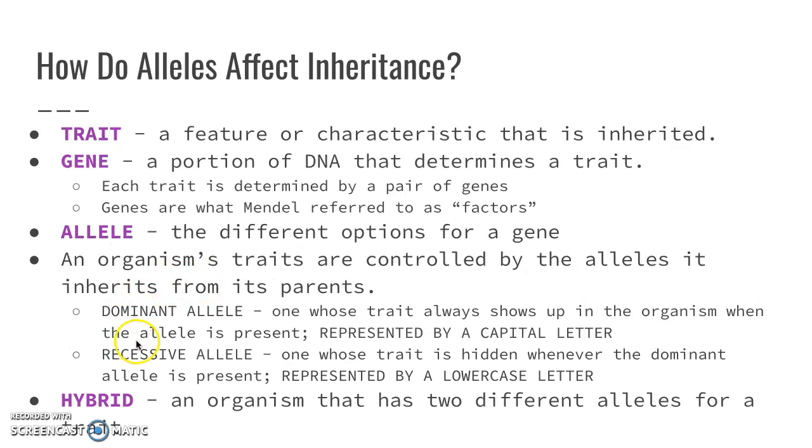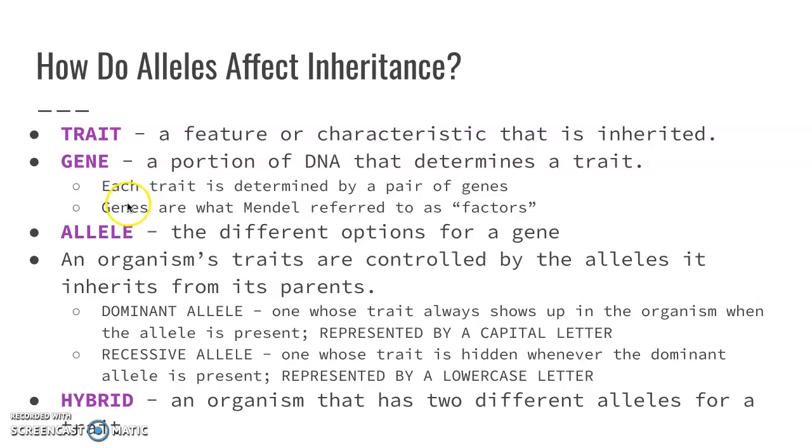All right, so what does this mean in terms of how we think about genetics? So remember, a trait is a feature or a characteristic that is inherited. A gene is a portion of the DNA that determines a trait. And each trait is determined by a pair of genes. So there's a portion of DNA from the mom and a portion of DNA from the dad, and that portion codes, to use a term that you can think of in terms of computers, codes for a certain characteristic, a certain trait to be shown.